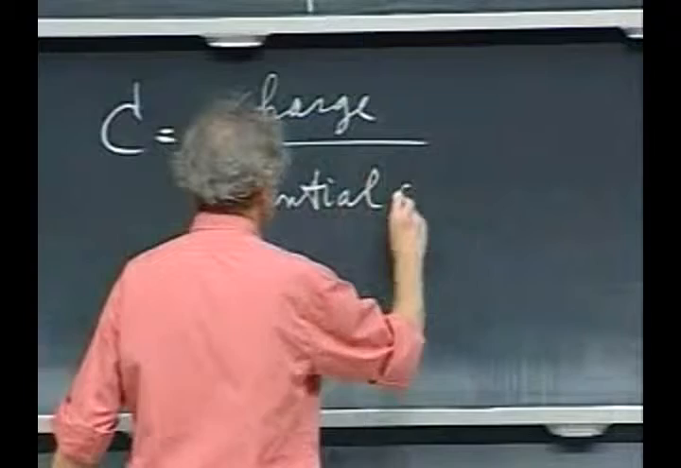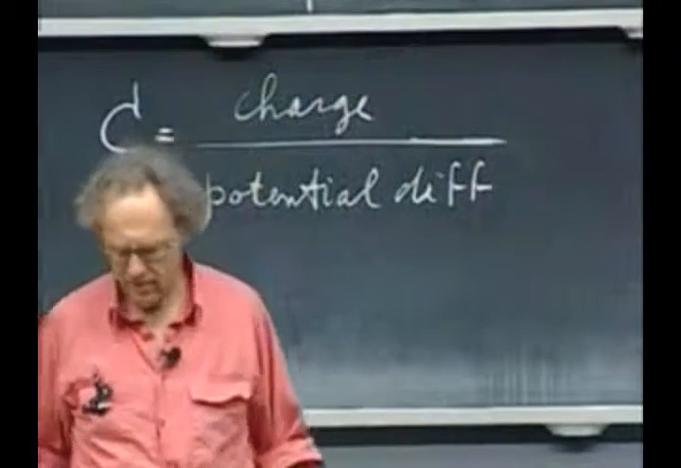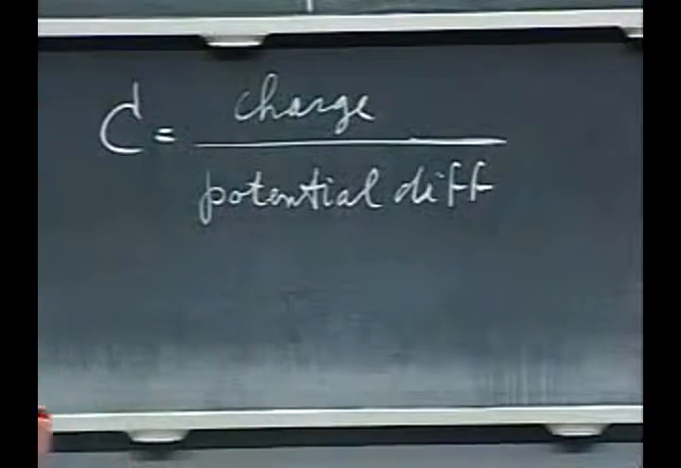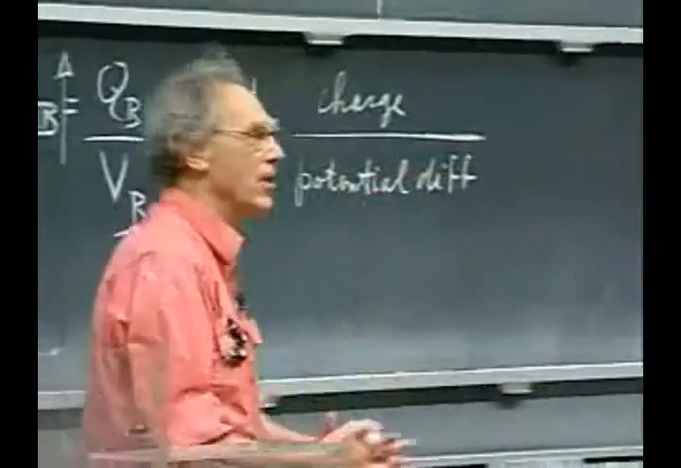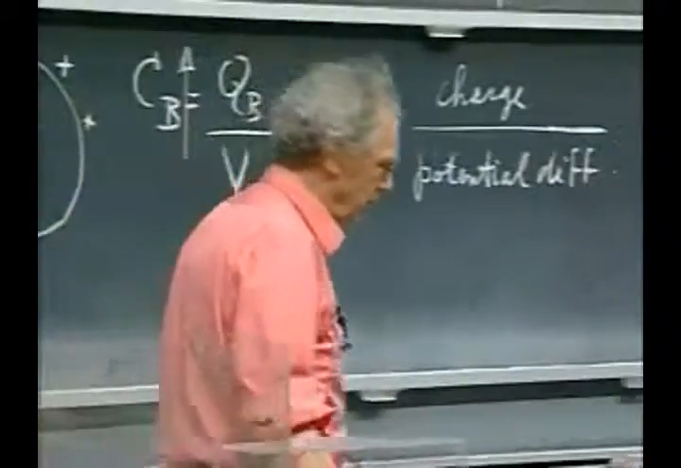So that now is my new definition of capacitance. So you always deal with two objects, not with one in isolation. If you have the charge on one of the two and you divide it by the potential difference between the two.